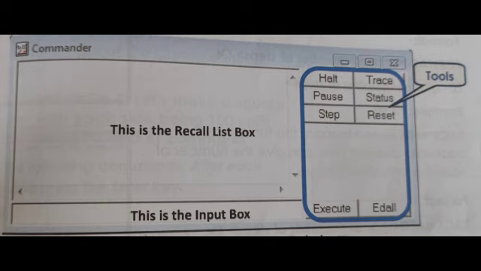Next is status. Clicking on this button will give us the turtle's position and the thickness of the line which the turtle draws. Next is step. It runs the program we entered step by step. Next is reset. It clears the main screen.